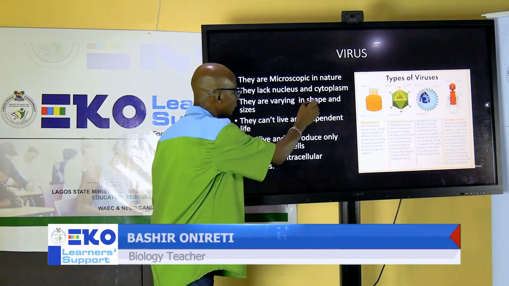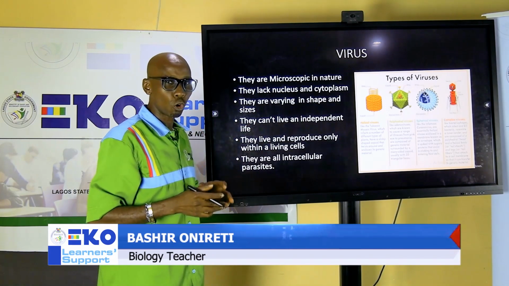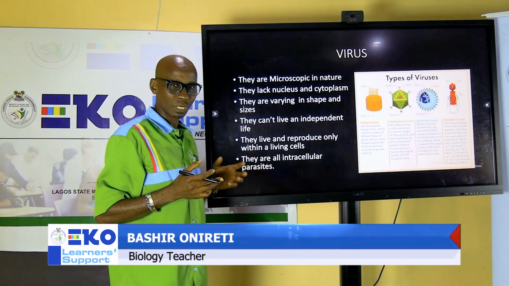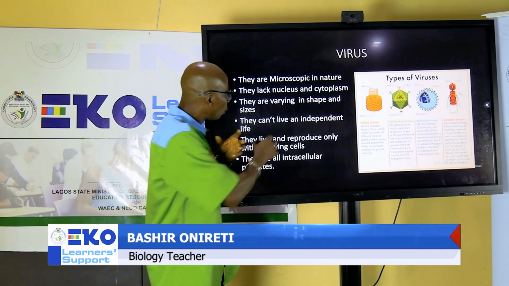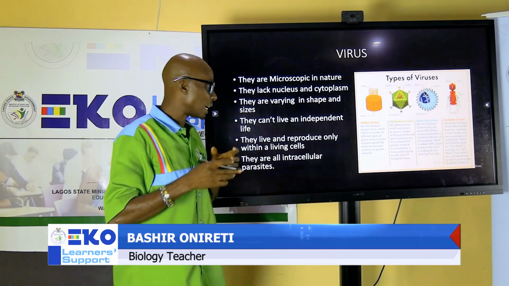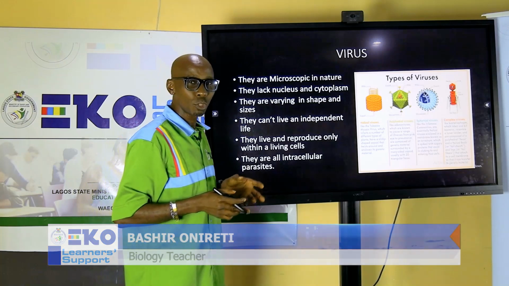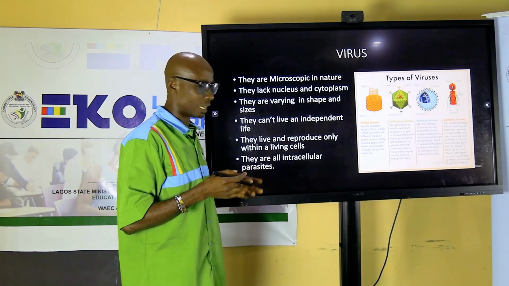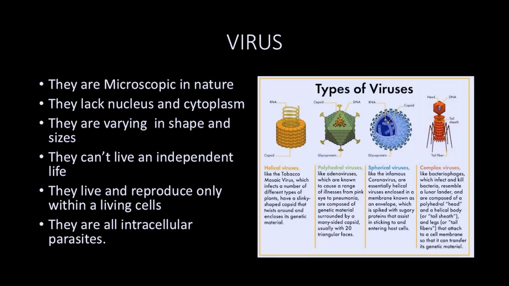They vary in shape and size. That means they can occur in different shapes, like bacteria. That's why it is easy for them to affect any cell. They can't live an independent life. That means they cannot live on their own, except they are in a living organism.